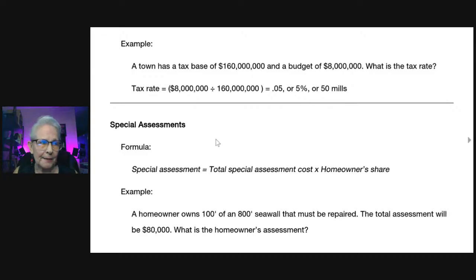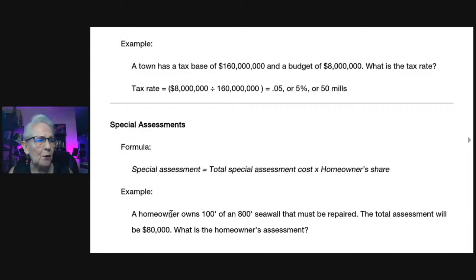Special assessments. There can be additional fees on property taxes, on new developments, on condominiums, on homeowner associations when they have a lot of repairs. So they may require a special assessment paid by everyone. So a special assessment equals total special assessment cost times the homeowner's share. It's calculated by the value of the property owned in that area that's being taxed a special assessment.